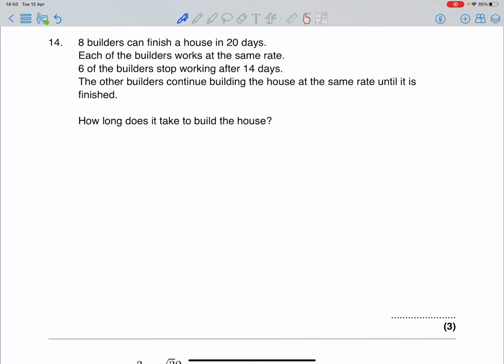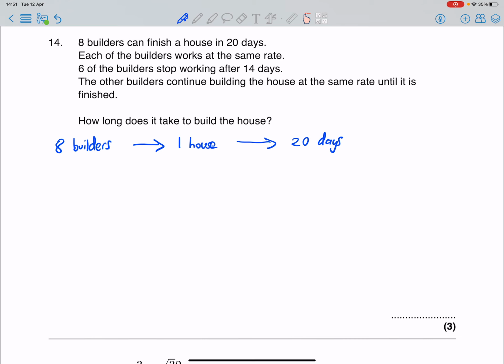Okay, I'm going to say 8 builders do one house and it takes 20 days. Cool, so that works. And it says each of the builders works at the same rate, so there's no one builder working faster than the other, and I guess we assume as well that they don't get tired. Some bionic builders, but it's okay.